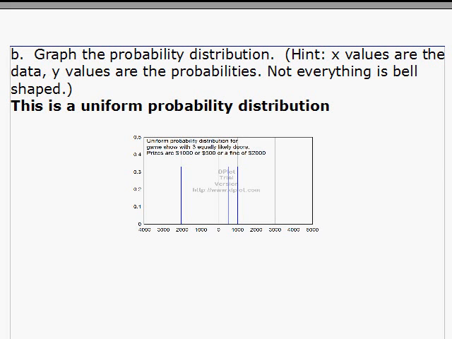Remember with these discrete distributions, all you have are lines. So at each value, here's the minus 2,000, there was a 500, and here's the 1,000. They each have a probability of 1/3, which is 0.33, and it's a straight line up to that value. This is your discrete probability distribution, and it is a uniform probability distribution because they all have the same value. It's not bell-shaped, it's uniform.